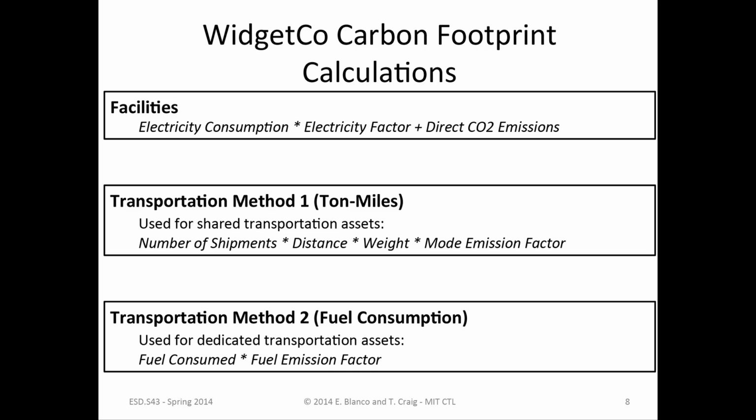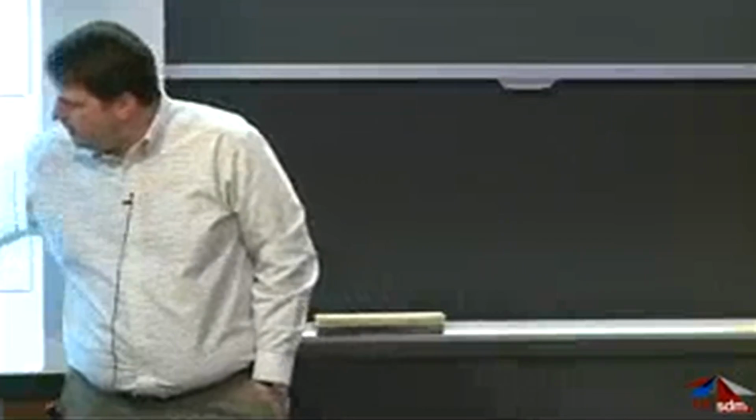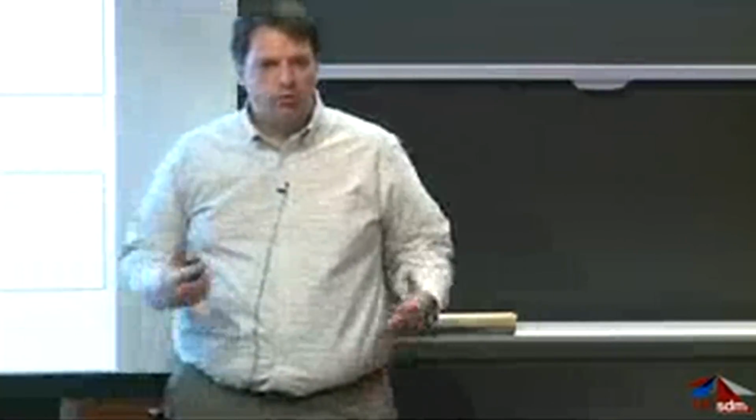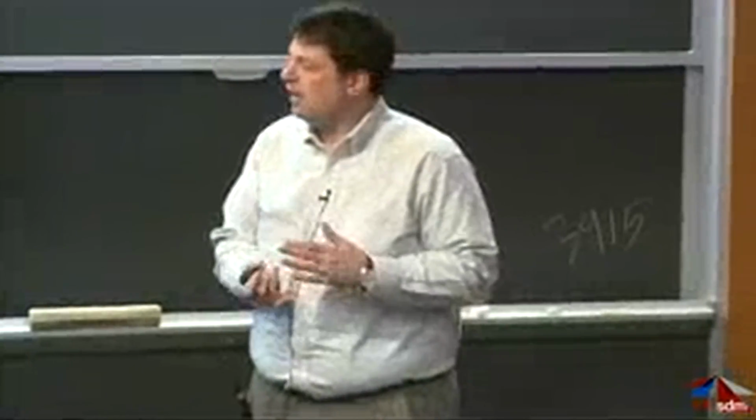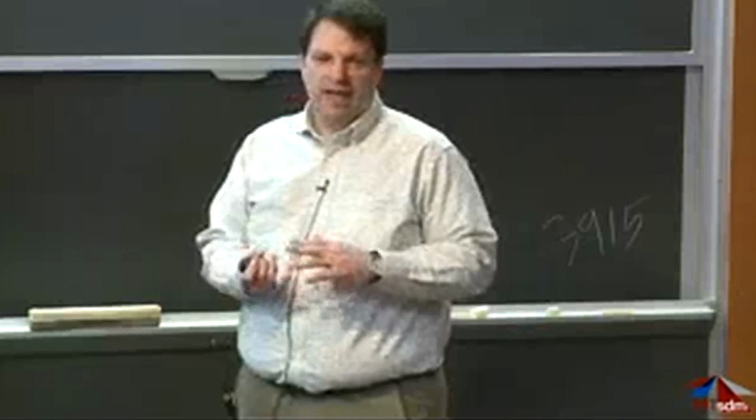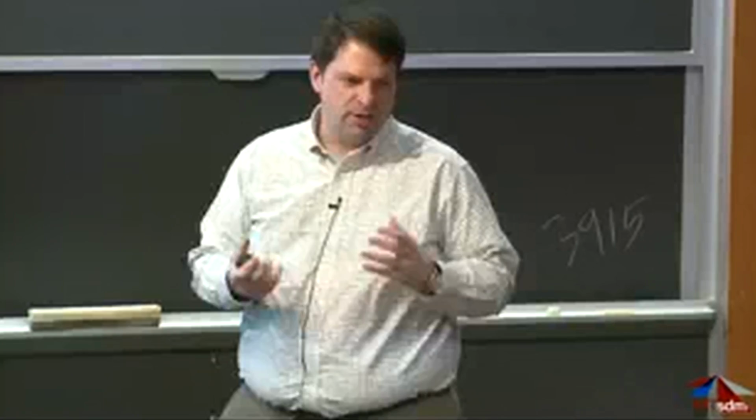For some of these other things, when that data is not available, especially in transportation, you might have a choice of several different methods. In this case, we had two different ones, one based on ton miles and one based on fuel consumption. Fuel consumption would generally be the preferred choice, namely because it's simple. If you know how much fuel was consumed, and you know the emissions factor, you know how much emissions it produced. And in cases like diesel or gasoline, the CO2 emissions are pretty much directly tied.